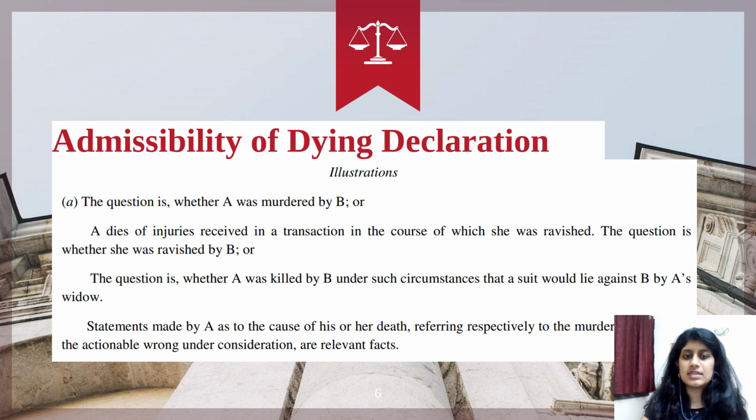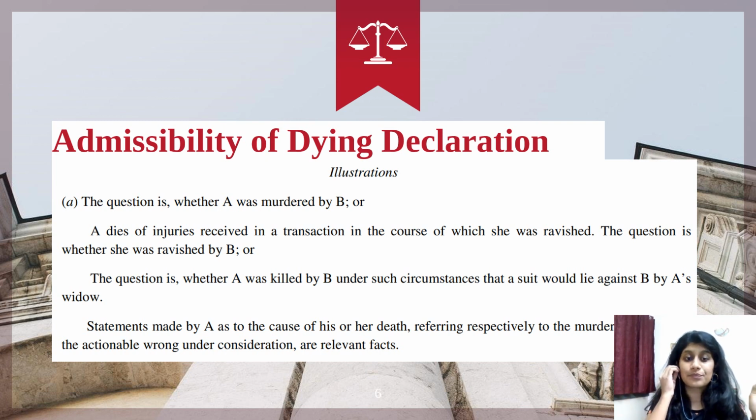So there's this illustration given in the Bare Act under the same section 32(1). And the first illustration given is on dying declaration. Here they give an example of a person A murdered by B, where A dies of injuries received in the course of which she was assaulted by B.